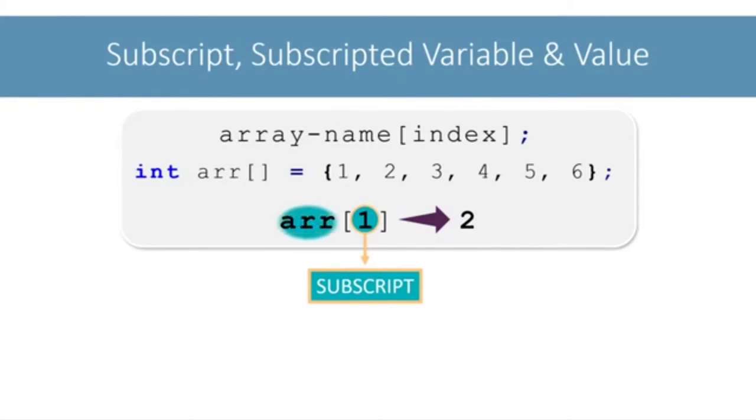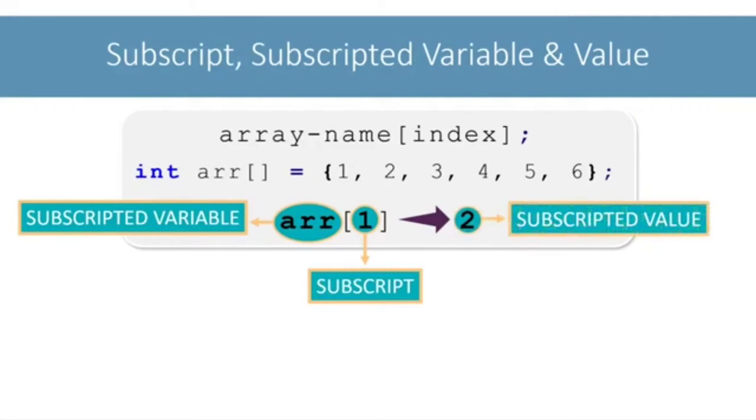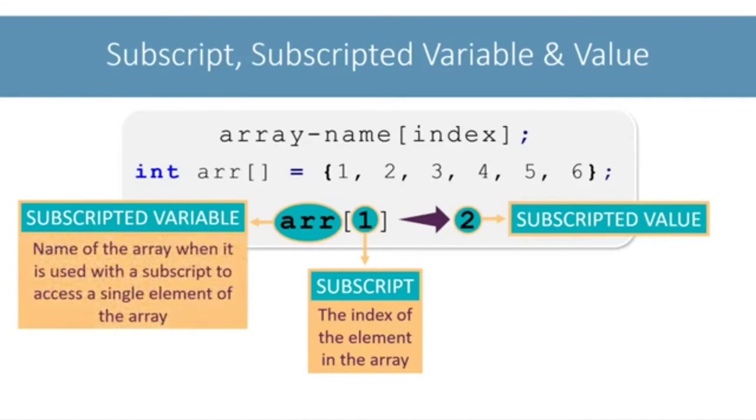This ARR is called the subscripted variable, and this 2, which is the value present at the specified subscript, is called the subscripted value. So the definition of subscript is the index of the element in the array. Subscripted variable is the name of the array when it is used with a subscript to access a single element of the array. Subscripted value is the value of the element at that index.